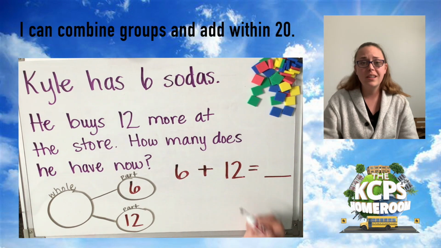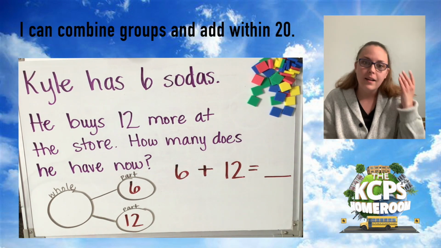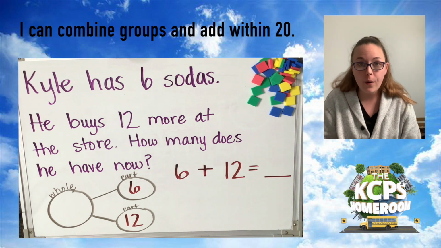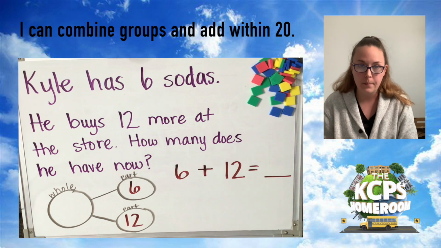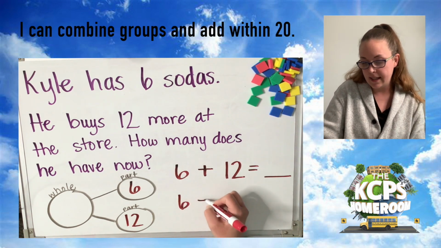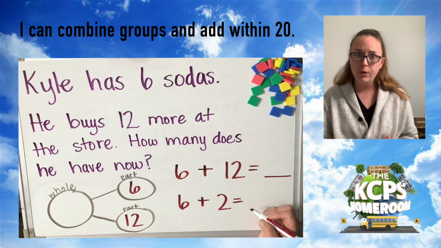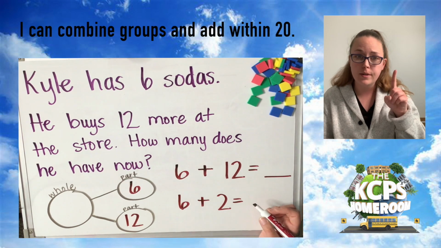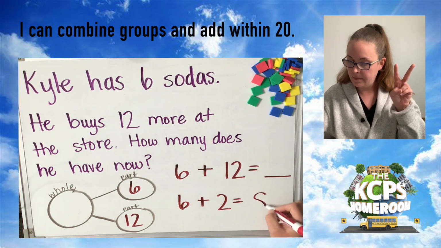But I'm sure you're thinking, Miss Barnes, I don't know how to add these numbers. That's okay. Let's think about something that you do know how to add, and then talk about how to use that to add this number sentence. So I bet you can tell me what 6 plus 2 is. What's 6 plus 2? If you don't know, you can count on your fingers. So 6, 7, 8. 6 plus 2 equals 8.